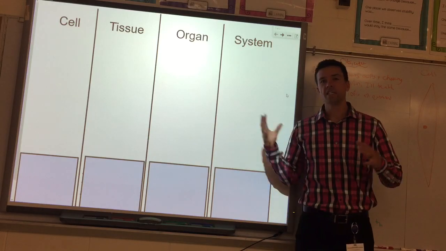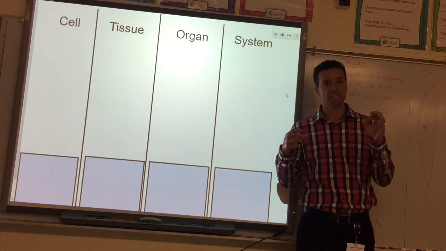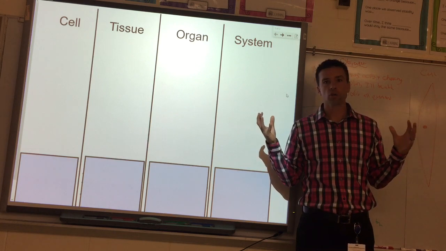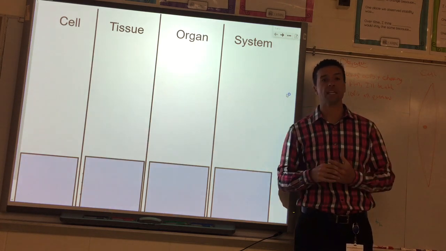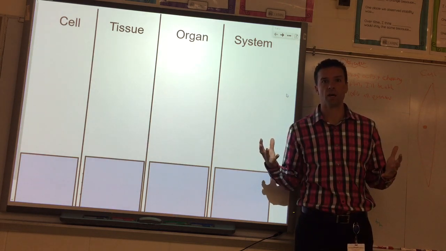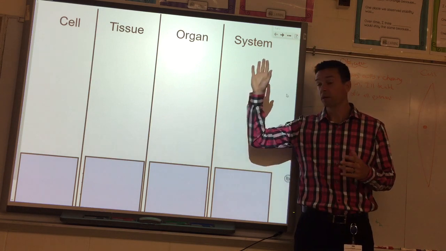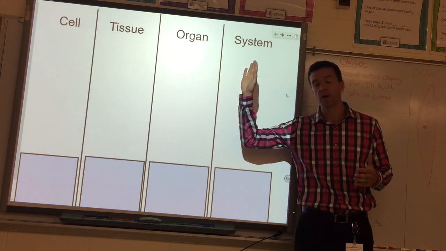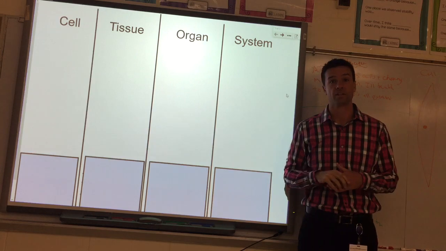Hey group, so this lesson here is all about how these little itty bitty cells can ultimately turn into these huge systems like the digestive system and circulatory system that are so important to our body. So my goal for this is to basically tell you what each one is and how they connect, all right?